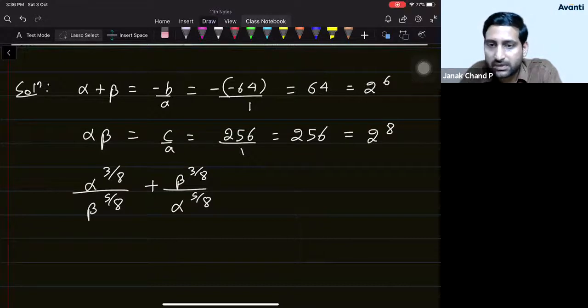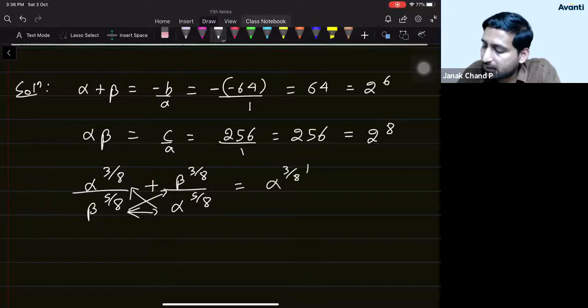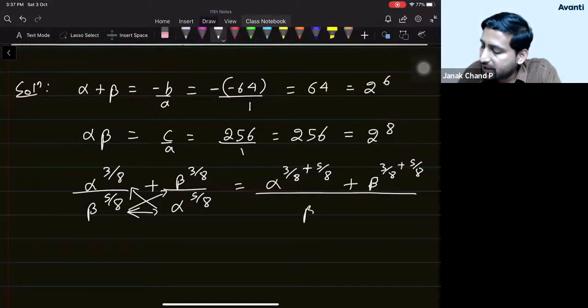So what we can do is directly go ahead with taking the LCM. And the shortcut for taking LCM is just do the cross multiplication like this. This with this, this with this, and this with each other. That would result in, student, alpha to the power of 3 by 8 plus 5 by 8, plus beta to the power of 3 by 8 plus 5 by 8, divided by beta to the power of 5 by 8, alpha to the power of 5 by 8.